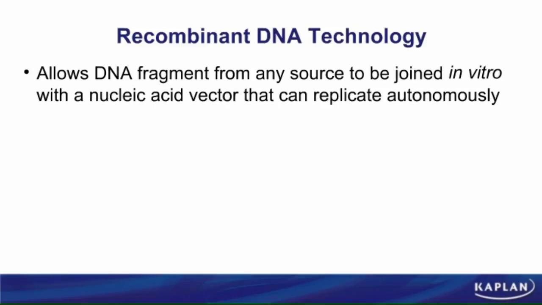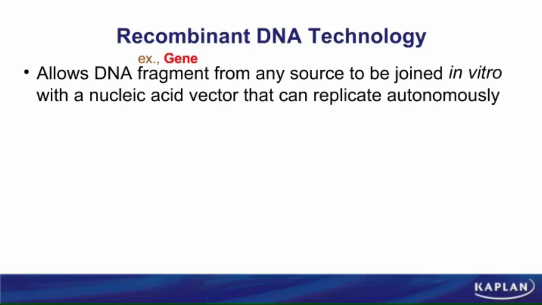Recombinant DNA technology allows the DNA fragment from any source, any biological source, to be joined in vitro in a test tube with nucleic acid vector that can be replicated autonomously. In other words, let me translate that sentence. What it says is you take a DNA fragment like a gene, a human gene, and splice it with some sort of vector. And usually the vector will be some sort of bacterial vector. And that is recombinant DNA.